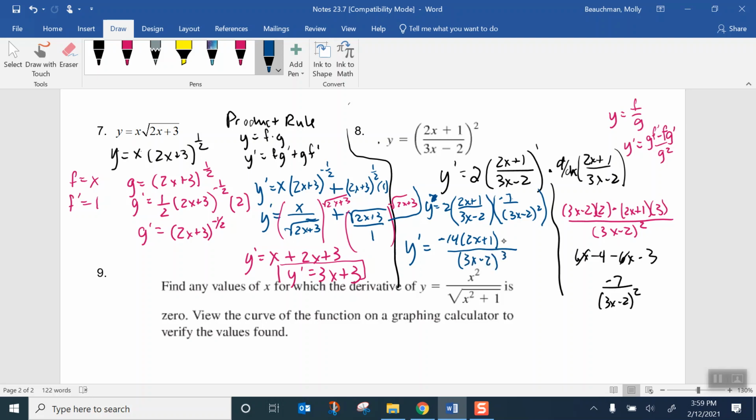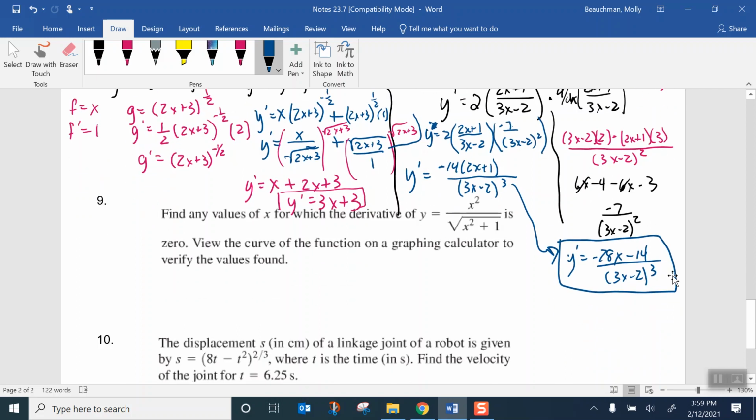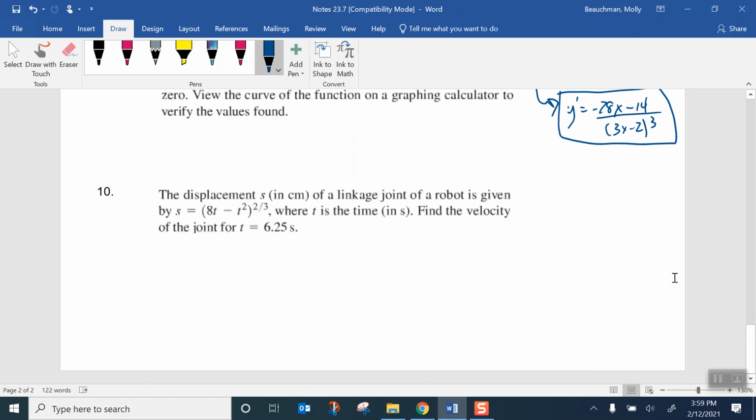And then you can also multiply through the numerator and end up with, I'll put the final answer down here, y prime equals negative 28x, multiply negative 14 times 1, minus 14, over (3x minus 2) cubed. So now that you know all of these derivative rules, there are many different ways you might be doing derivatives in combination. Okay, let's take a look at one example word problem.